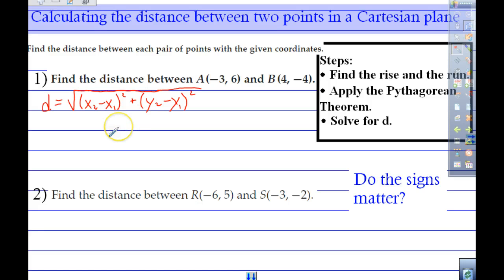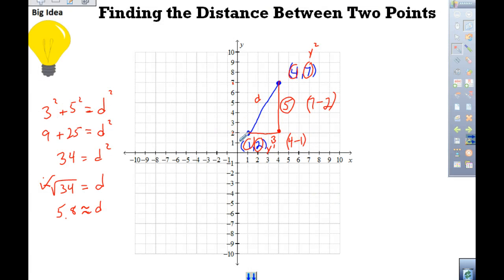If you switch the numbers, would it come out to be the same? If I did x1 minus x2 and y1 minus y2, you'll get the same answer. Big picture here, the distance from here to here is the same as the distance from here to here. So it doesn't matter which one I call 1 and which one I call 2. It's the same line, so it's going to be the same answer.